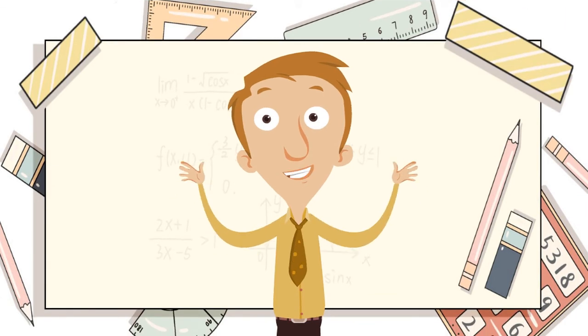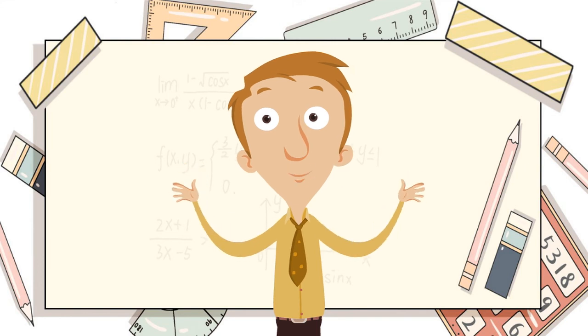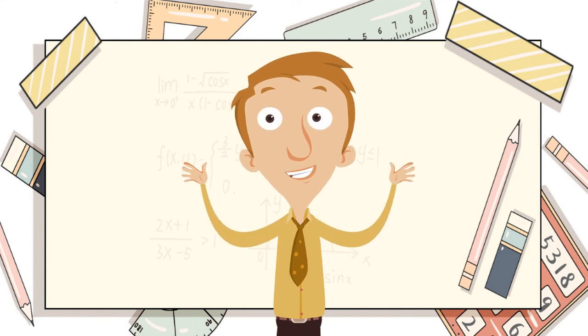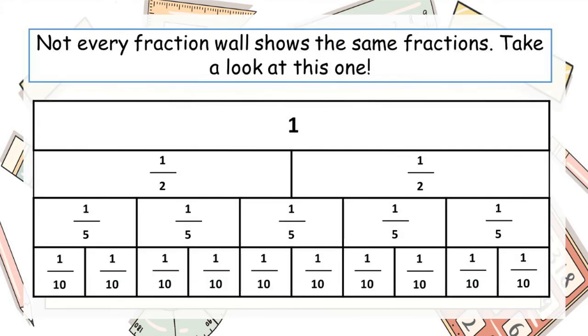How did you get on? Are you getting the hang of using these fraction walls? I hope so, because we're going to move on to a different fraction wall. Not every fraction wall shows exactly the same fractions on it. Take a look at this one down here. We've got units, halves, fifths, and tenths this time. We use this fraction wall exactly the same way as we used the last one.